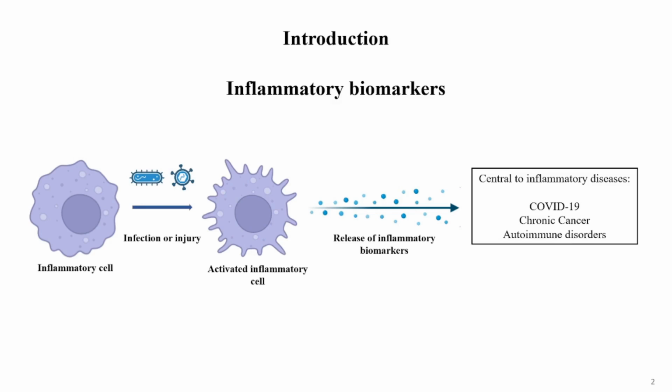Inflammatory biomarkers are nothing but proteins which are basically released during inflammation. Inflammation is the response of the human body to injury or infection. So basically, when an inflammatory cell is exposed to an infection or an injury, it gets into an activated stage and later it releases inflammatory biomarkers, which are central to a lot of diseases. To name a few of them, I've mentioned COVID 19, chronic cancer, and also autoimmune disorders.